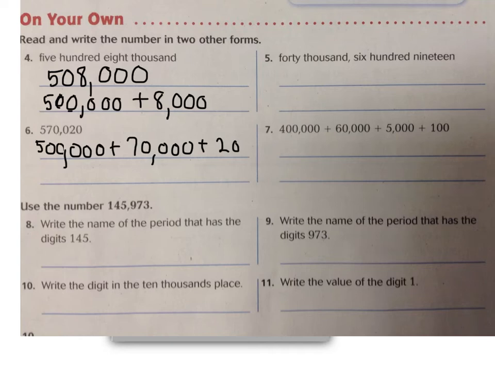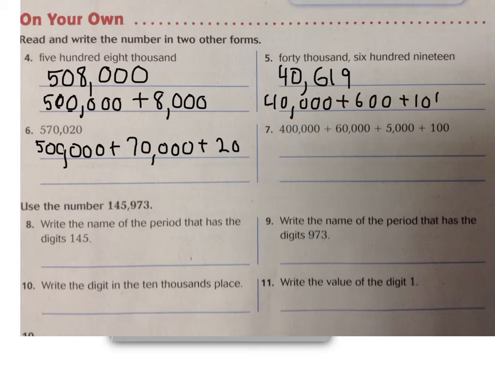Number 5 says 40,619. So again, we need to write that in standard form. Look for what's in front of the word thousand. It's 40, so we write a 40. That word thousand means we need a comma and 3 more digits. 619 are the next 3 digits, so we write 619. And again, for expanded form, we do 40,000 plus 600 plus 10 plus 9.